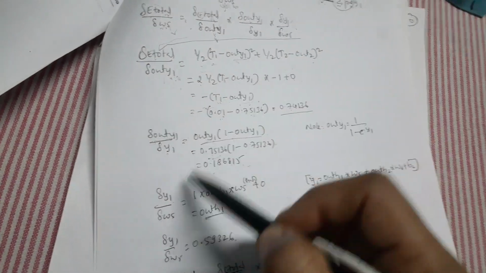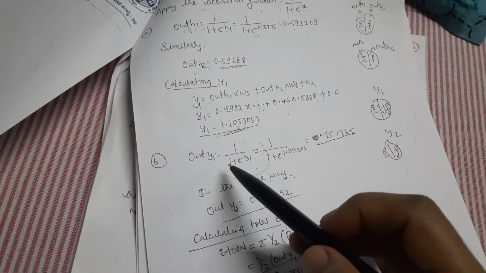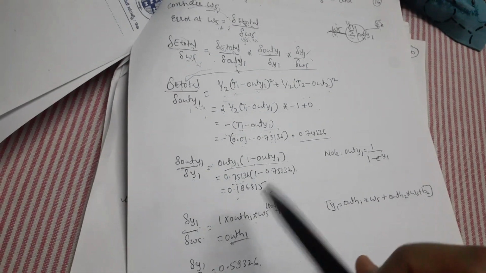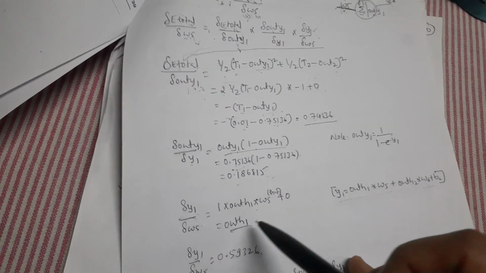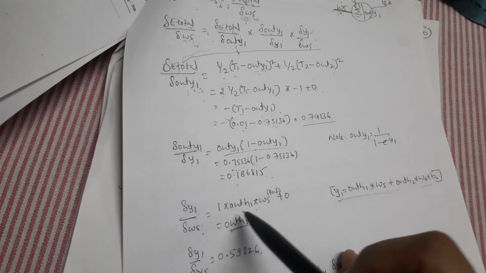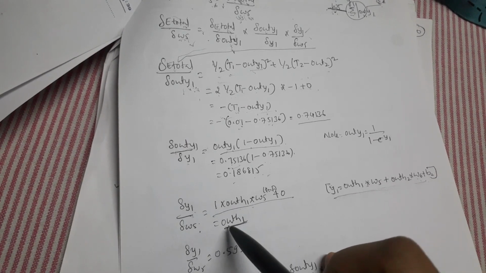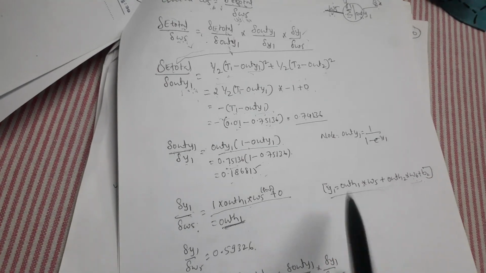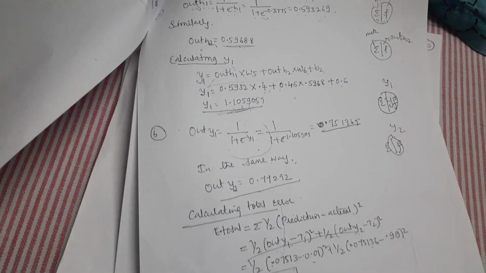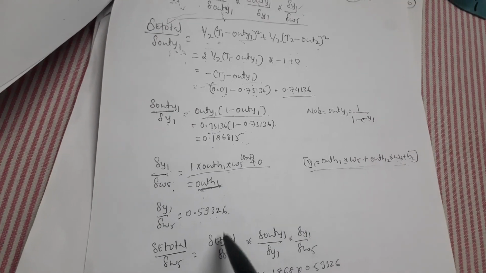Similarly, take this equation next. What is the Y1 equation? This is the equation. I've already taken that equation here. Differentiate with respect to W5, and you'll get this equation after differentiation. This is the final value: you'll get out H1. Substitute the value of out H1. See, the out H1 value is 0.59. Substitute 0.59, okay, you got it.